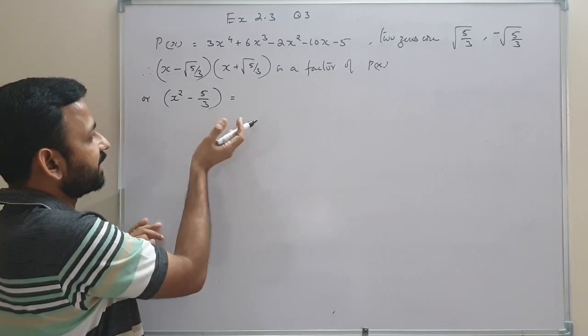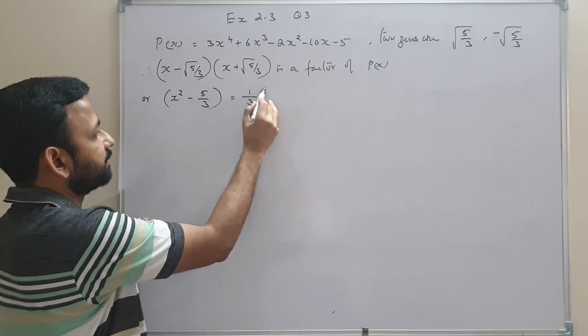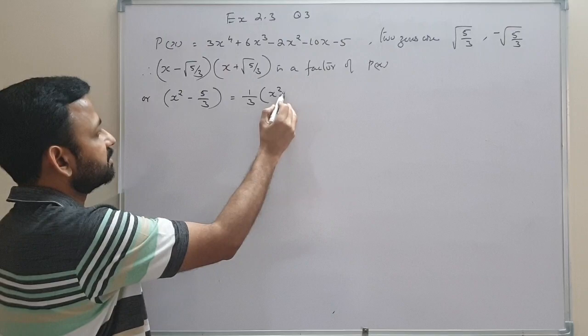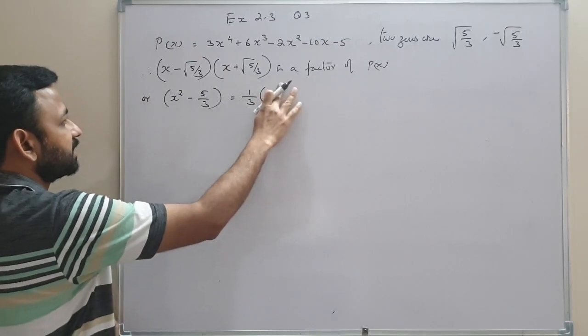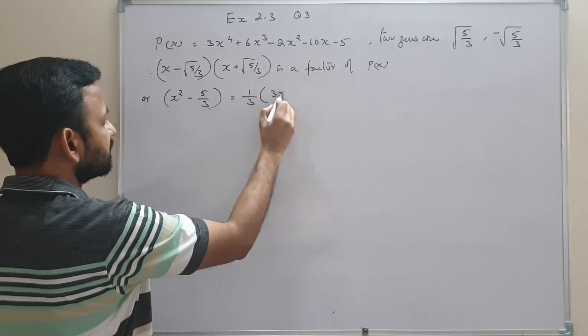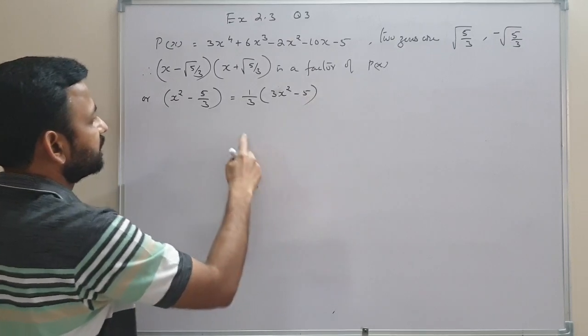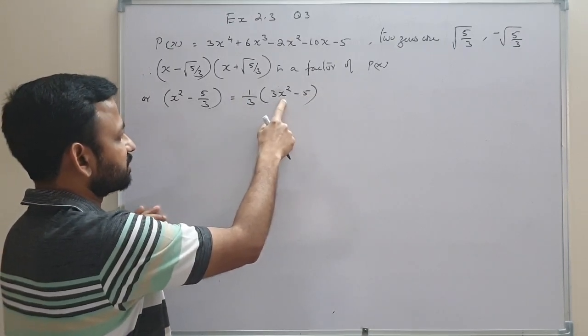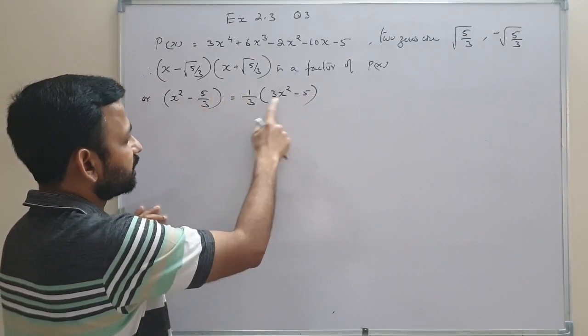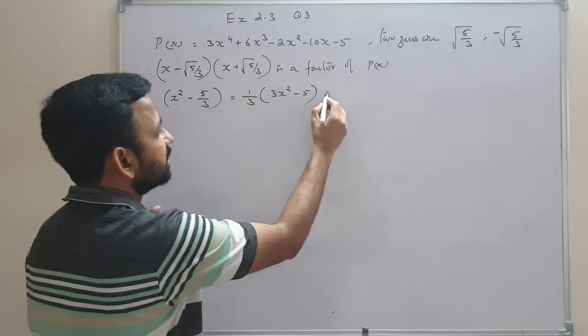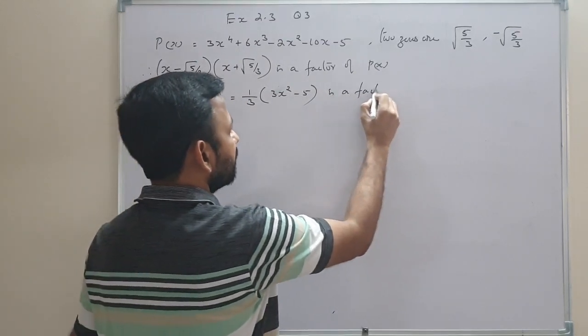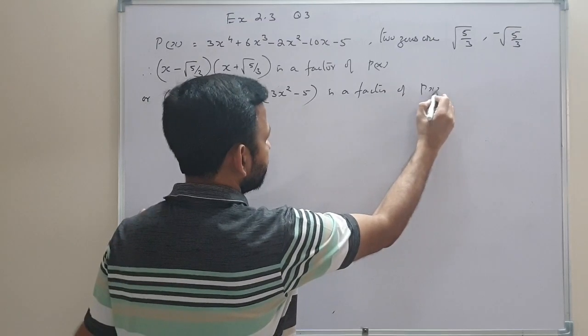Or we can write, if you take 1 by 3 outside, 1 by 3 into 3x square minus 5. 1 by 3 into 3x square is x square, and 1 by 3 into minus 5 is minus 5 by 3, is a factor of p(x).